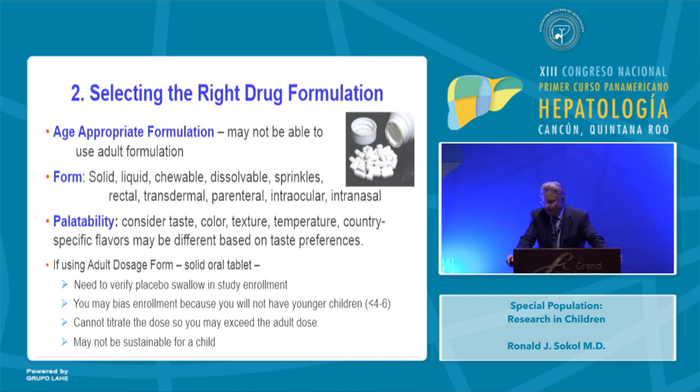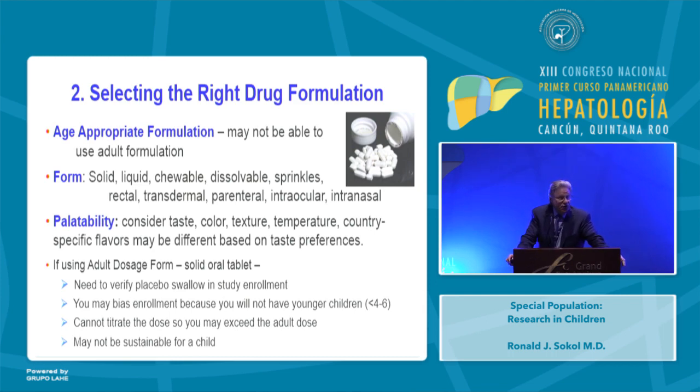So there's a lot that has to do with flavors, with palatability, with texture, et cetera, that need to be taken into consideration. And then if we do use an adult dosage form, we need to verify that the child will swallow pills before they can be enrolled in the study. So sometimes we actually have to have that as part of their screening visit. You could bias enrollment in a study because you exclude younger children who might not be able to swallow a pill. And if some of this is culturally related or ethnically related, then you put immediate bias into the study that may not have been something that was included in the original study design.